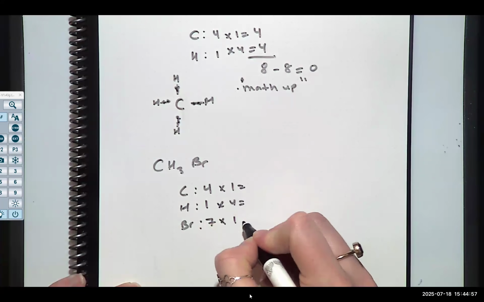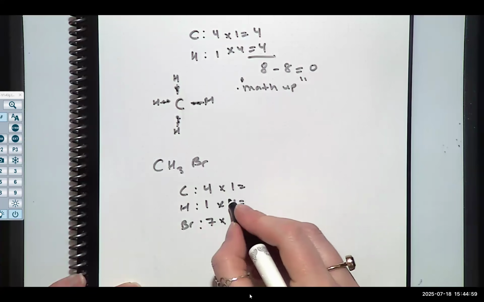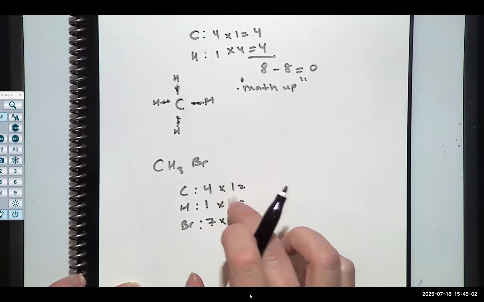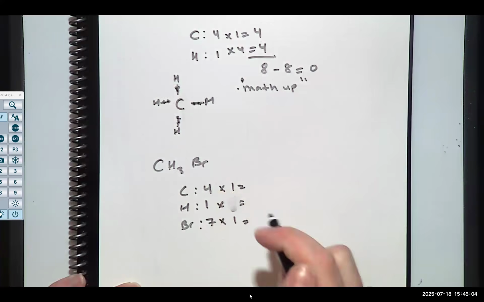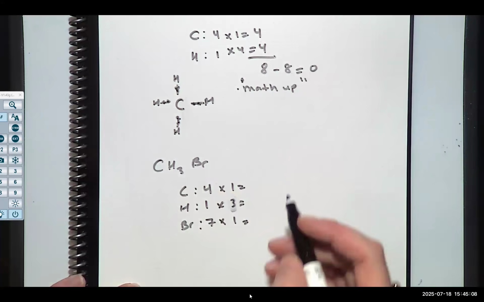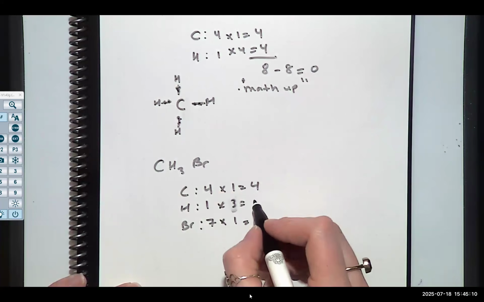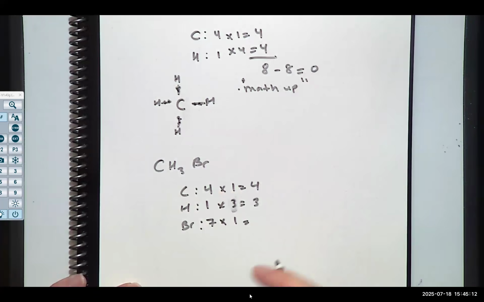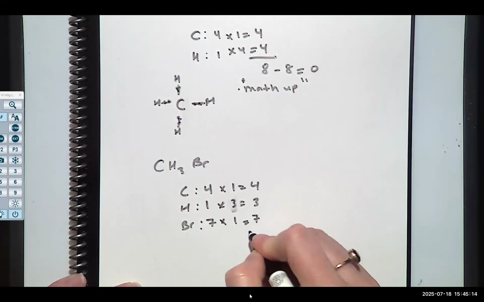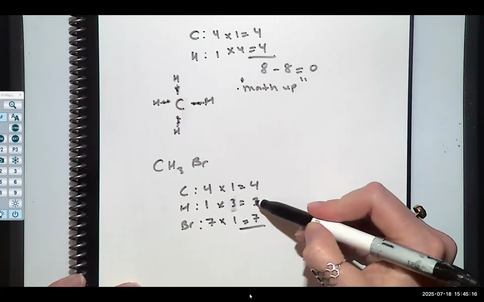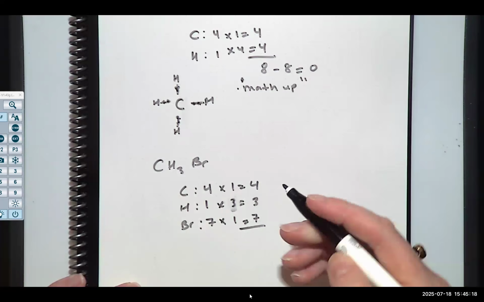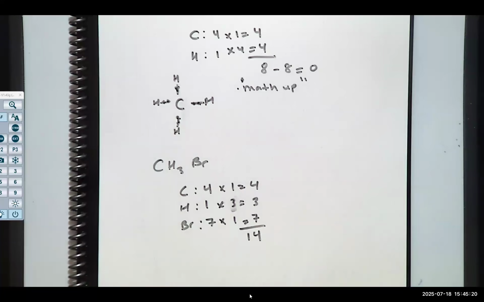So we have 1 carbon, and nope, we have 3 hydrogens. Sorry about that. My brain's not working well. 3 hydrogens. So that gets us to 4 valence electrons from carbon, 3 from hydrogen, and 7 from bromine. So 7 plus 3 is 10, plus 4 more is 14. So we have 14 valence electrons.